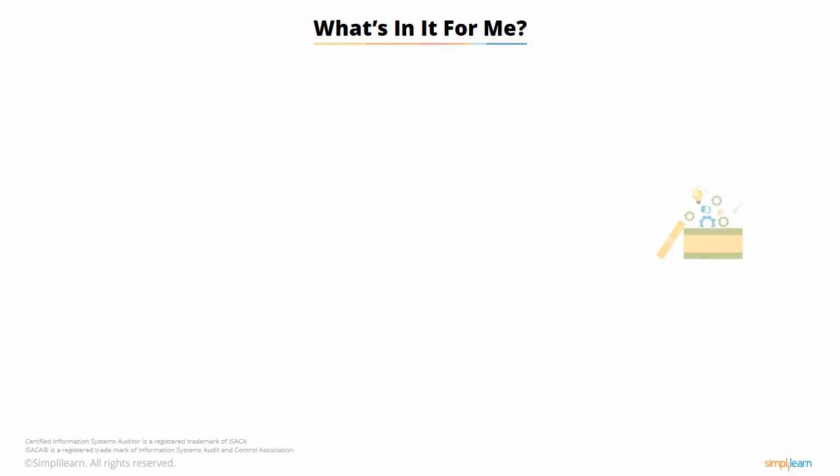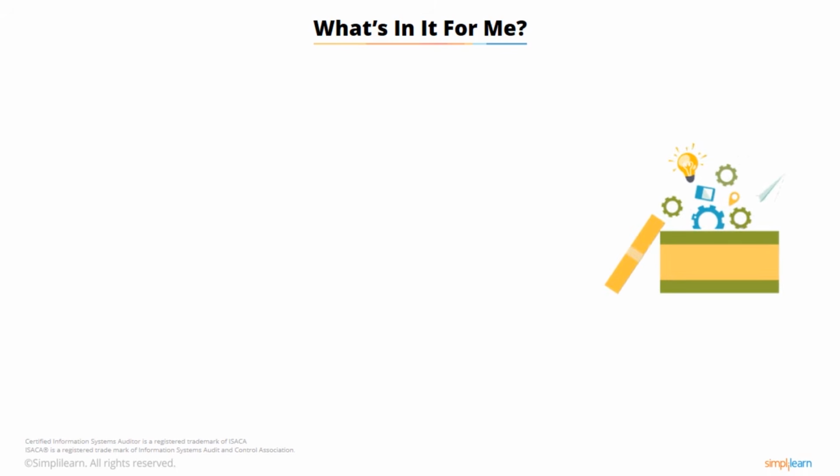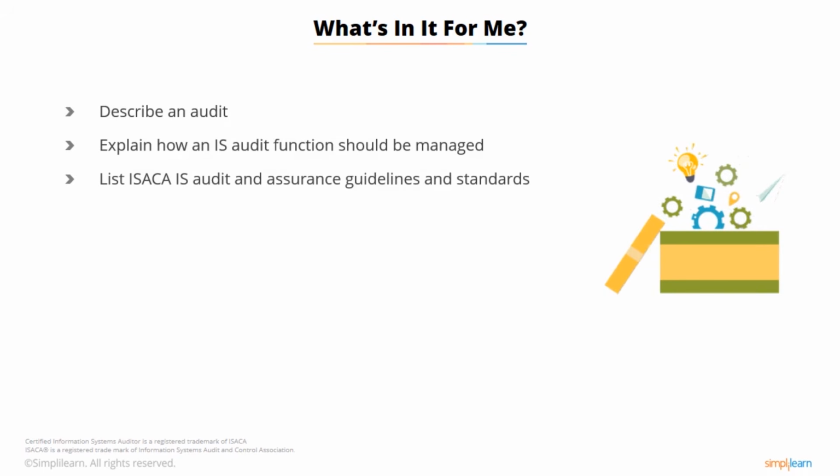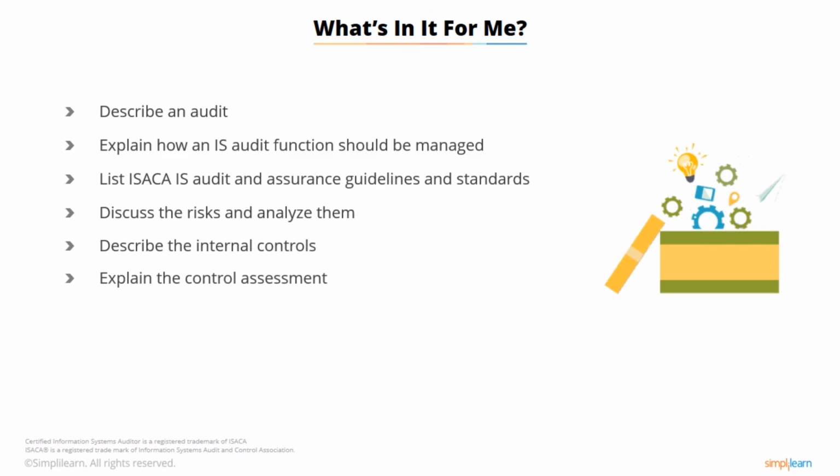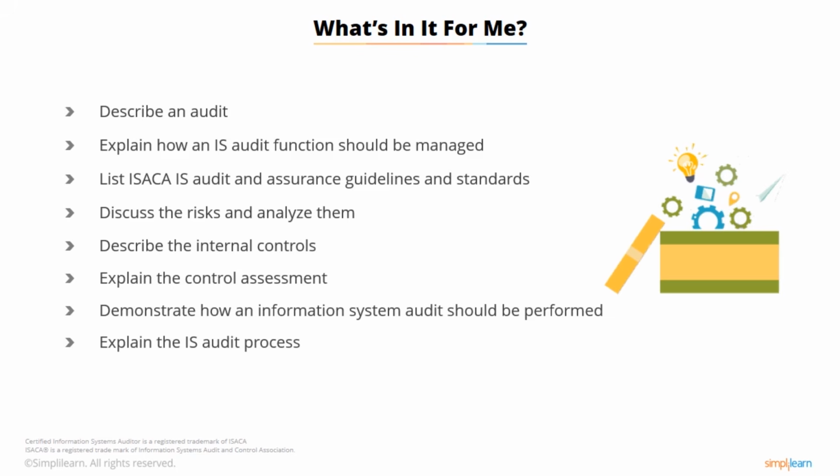After completing this domain, Domain 1, you'll be able to understand basically what an audit is and how an IS audit function should be managed. You'll be able to detail the CISA IS audit and assurance guidelines and standards. You'll be able to discuss risks and how to analyze them, and discuss and understand internal controls. You'll also be able to explain the control assessment. You'll be able to demonstrate how an information system audit should be performed, and expound upon the details of the audit process. Possibly most importantly, you'll be able to apply the ISACA audit principles to your audits.